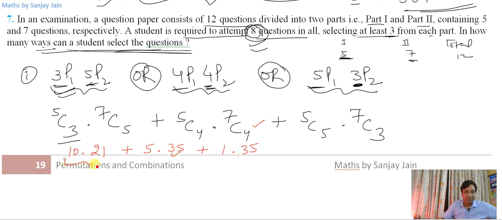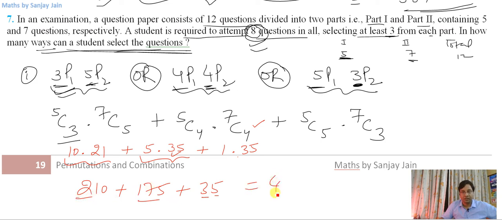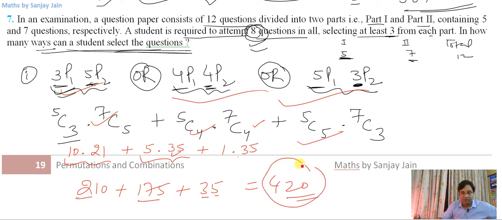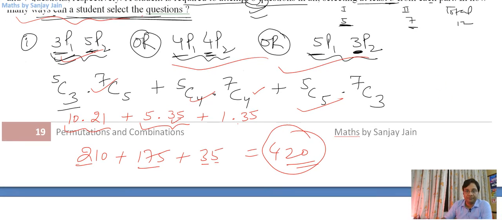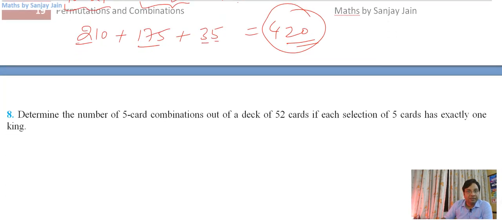Okay, so this is 210, this is 150 and 25, that is 175, this is 35. So this and this is 180, 210, 210, so 420. Is there anything left? No, all the possible scenarios are considered and all these calculations have been taken. So 420 ways this student can select the questions, okay, as per the given conditions in the question. Let me select the color now.